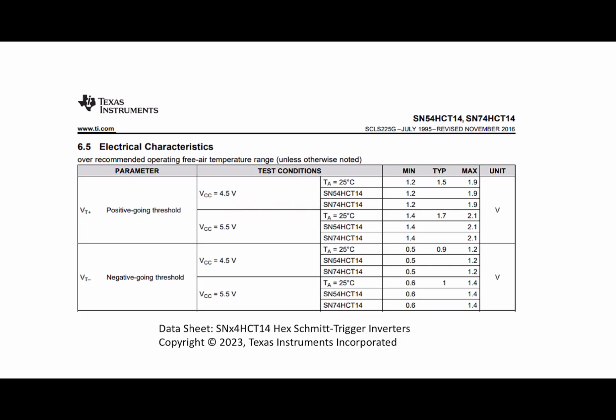For both positive and negative going thresholds, we will use the values provided for the typical trigger points to calculate our estimate, using the range of 1.5 volts and 1.7 volts for the positive going threshold, and 0.9 and 1 volt for the negative going threshold.